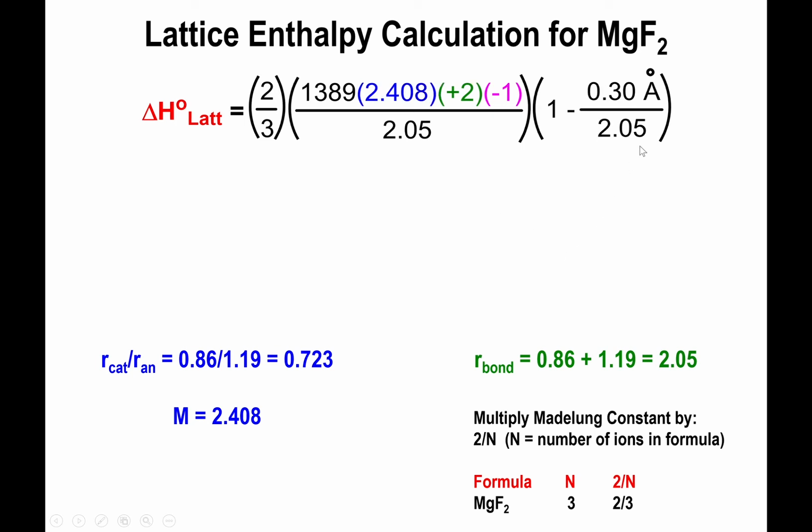So as I said in the previous example, take care of the last parenthesis first. Divide 0.3 by 2.05, press enter. Subtract that answer from 1, press enter. Then start the multiplications. Multiply your answer by 1389, press enter. Multiply that answer by 2.408, press enter. Multiply by -2, press enter. Divide by 2.05, press enter. Multiply by 2, press enter. Divide by 3, press enter, and you'll get your answer.